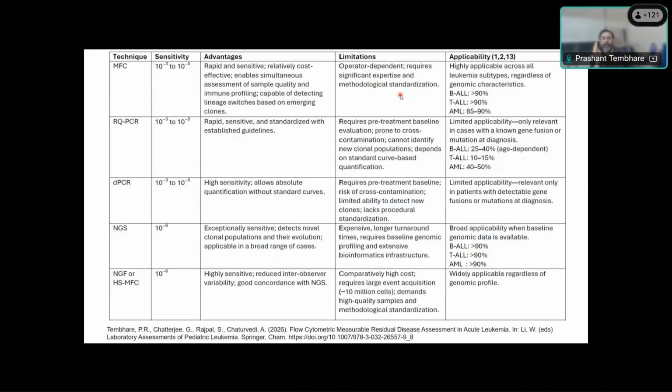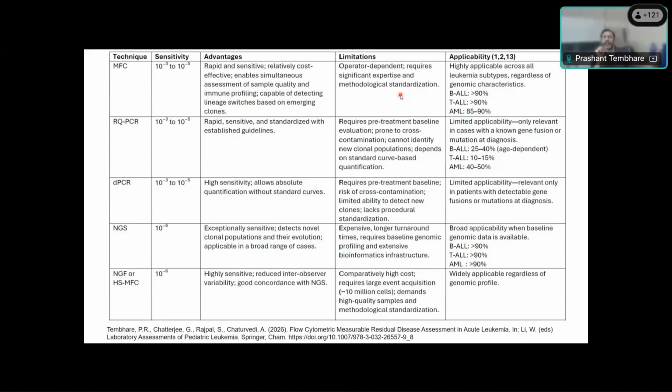Live means you have to process the sample before the cells degenerate, because the sample after 48 hours of collection can go under degeneration. So that means you have to process the sample within 48 hours. And if you have a transported sample which reached the laboratory after 48 hours, it can compromise your assay and results.